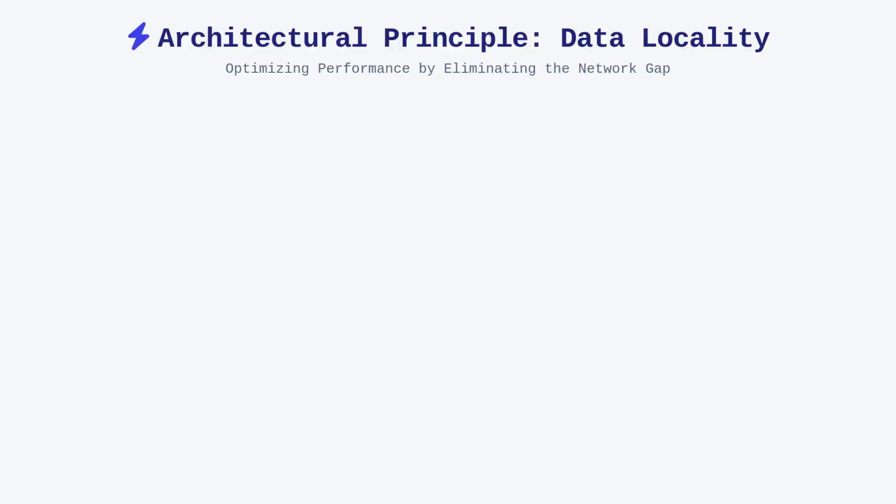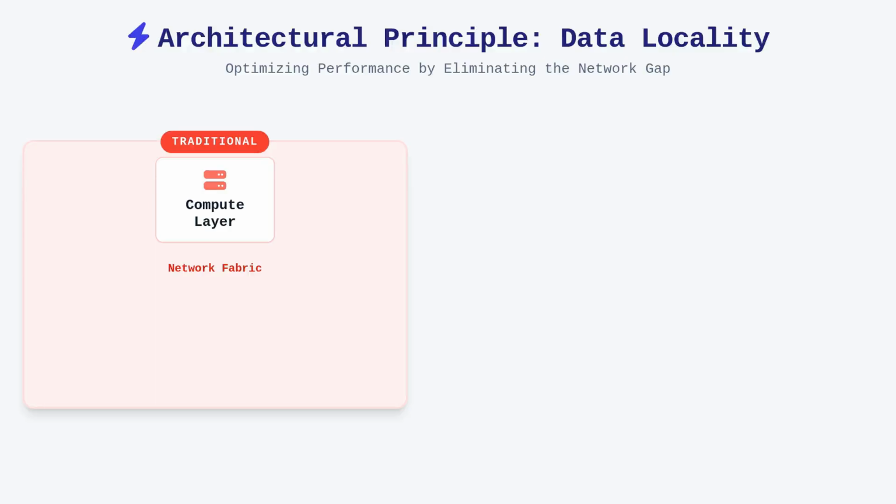Closely related to this replication logic is the architectural principle of data locality, which is perhaps the most significant performance optimization in the Nutanix ecosystem. In a traditional virtualized environment, the compute and storage layers are frequently tethered by a network fabric, creating a frequent and costly path for every read and write request.